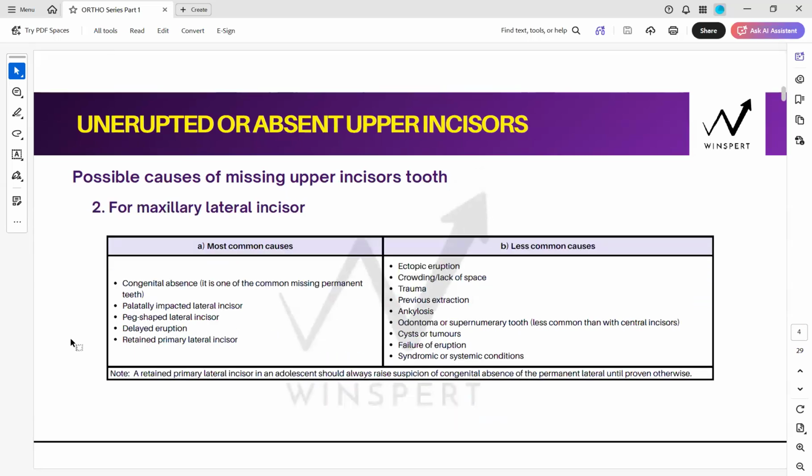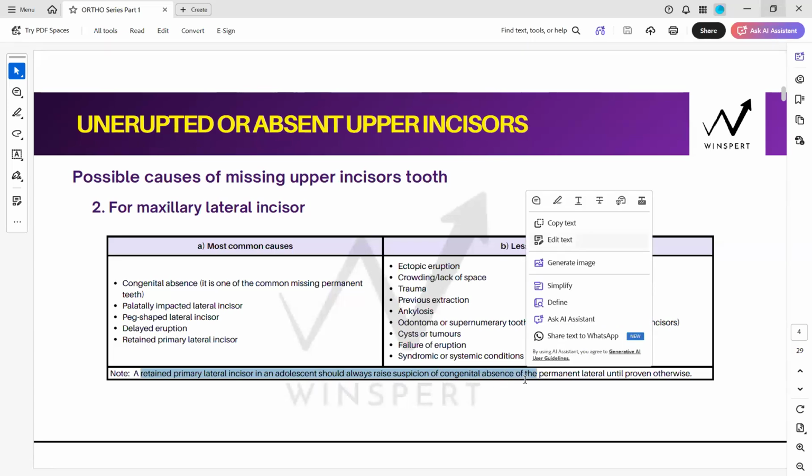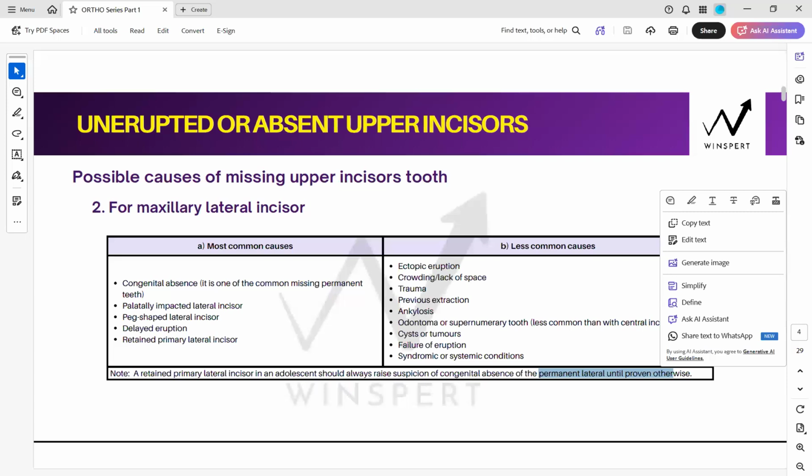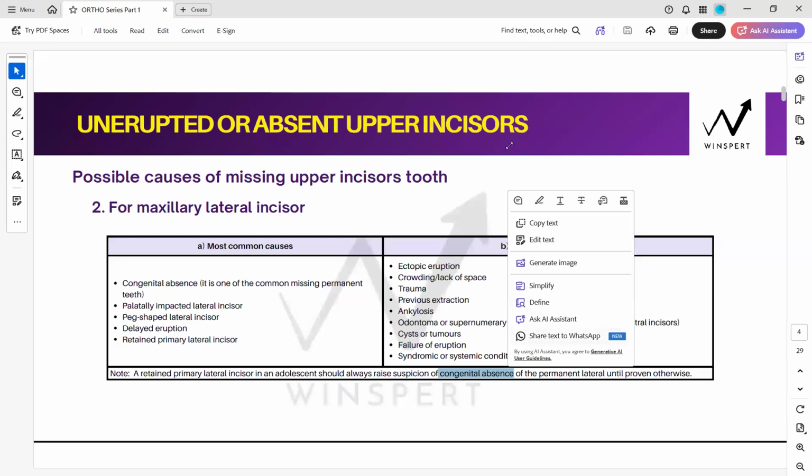for everyone, right? So whenever you see a retained primary lateral incisor in your adolescent patients, it should immediately and always raise suspicion of congenital absence of the permanent lateral until proven otherwise. It is such a common congenitally missing tooth that you should actually suspect it to be congenitally absent until proven otherwise. Does that make sense for everyone?